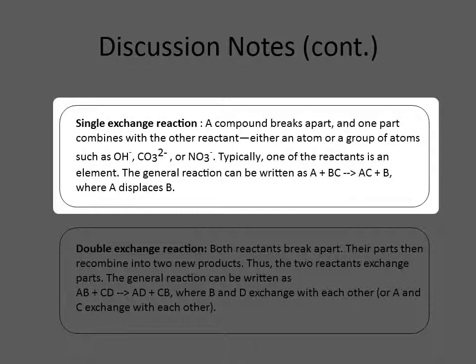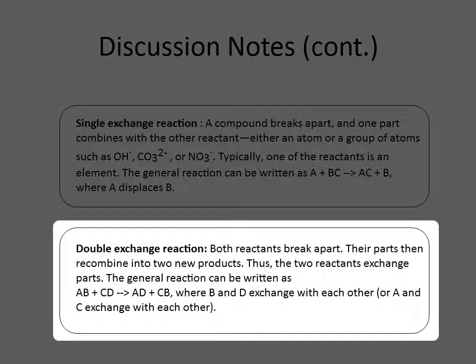In a single exchange reaction, a compound breaks apart, and one part combines with the other reactant, either an atom or a group of atoms such as hydroxide, carbonate, or nitrate. Typically, one of the reactants is an element. The general reaction can be written as substance A reacts with substance BC to produce substance AC and substance B, where A displaces B.